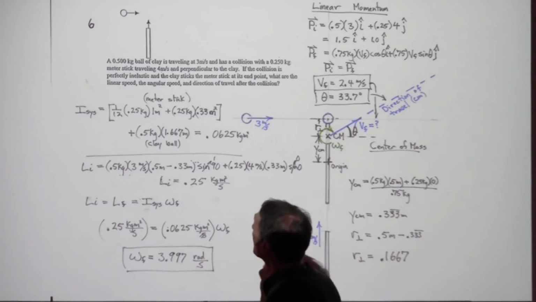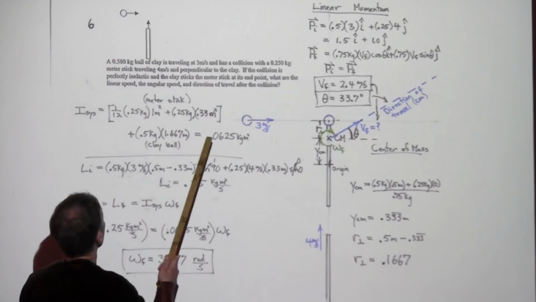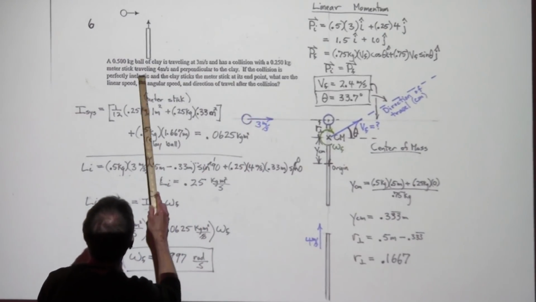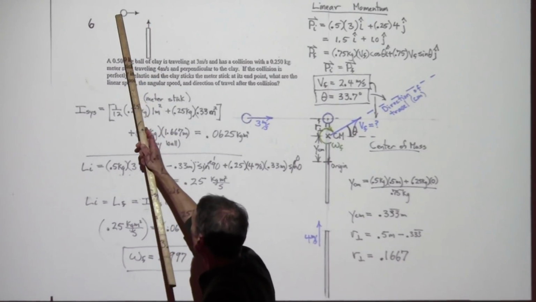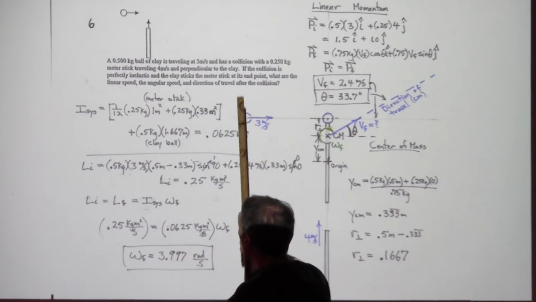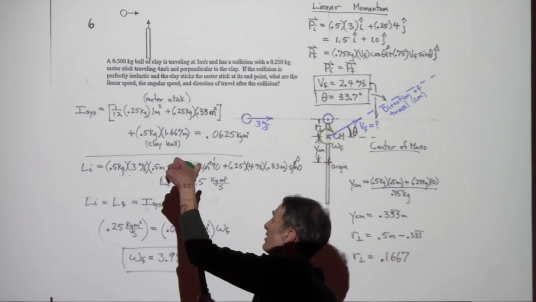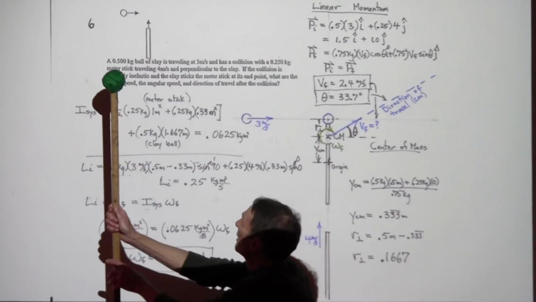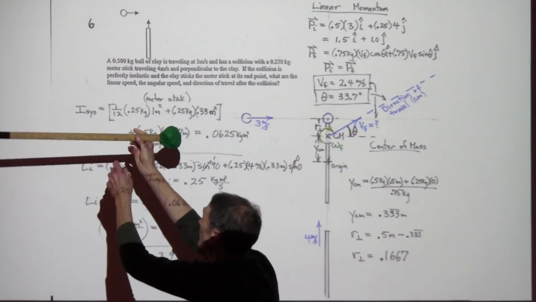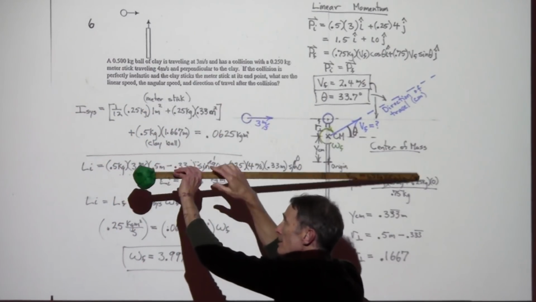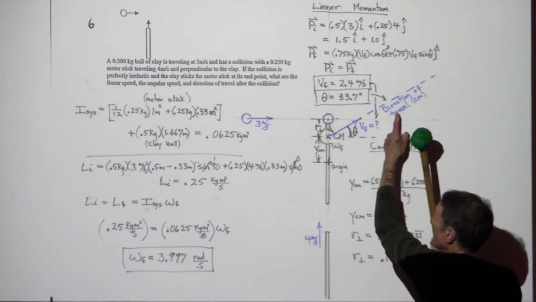This is a problem. We've got a clay ball and a stick. Is it a meter stick? Yeah, it's a meter stick. The meter stick is traveling up. This clay ball is traveling over to the right, and they're going to collide, and the clay ball is going to stick to the meter stick. So it's traveling this way, and then the whole system is going to start to rotate, and it's also going to take off.